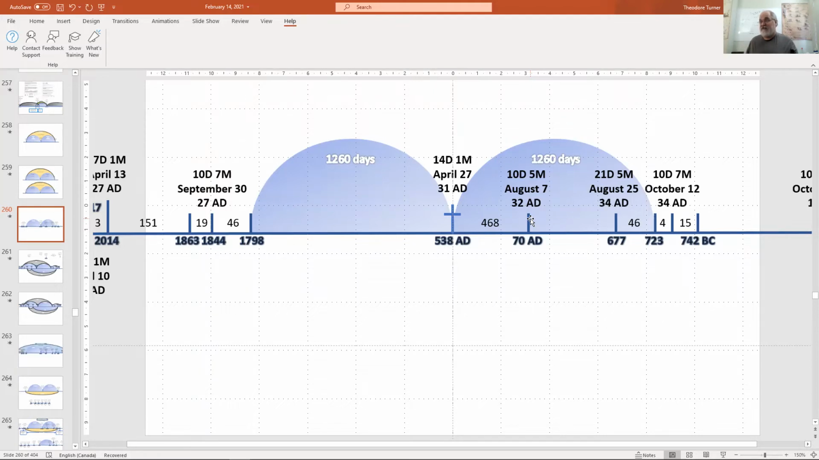Now, when I do that, it depends how I count from 538 to 70 AD as well. So if I count from 70 AD to 538, how would I normally count that? When I say it's 468 years, how am I counting that?